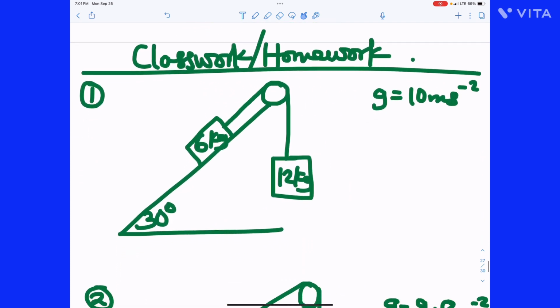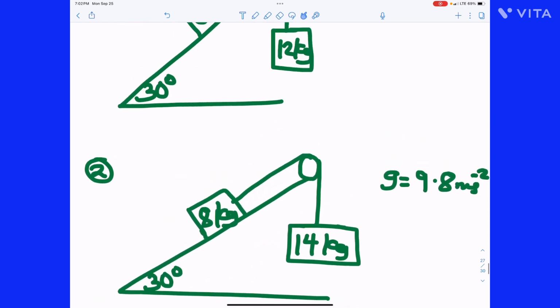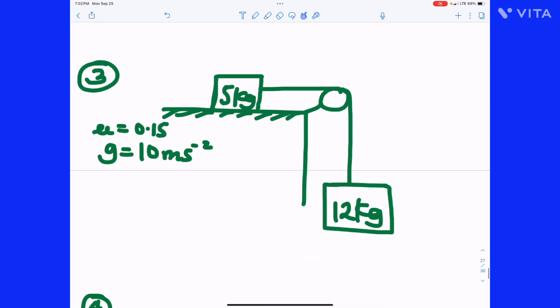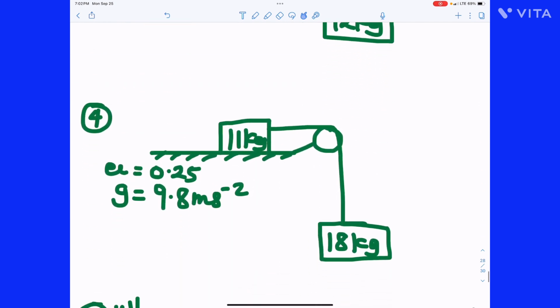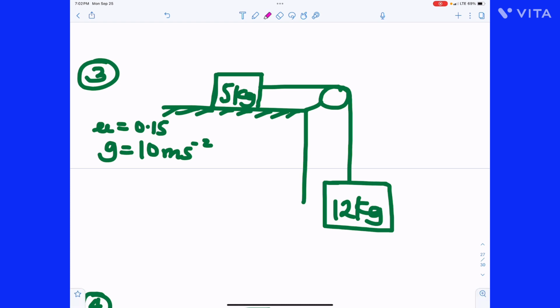You can take this as your exercise. For each of these ones, find the acceleration of the system. I can put it outside here to be clear. So find the acceleration of the system in each case. For each of the questions in 1, 2, 3, and 4, just find the acceleration of the system. This coefficient of friction provided here is the coefficient of friction between this box and the rough surface on which it is lying.